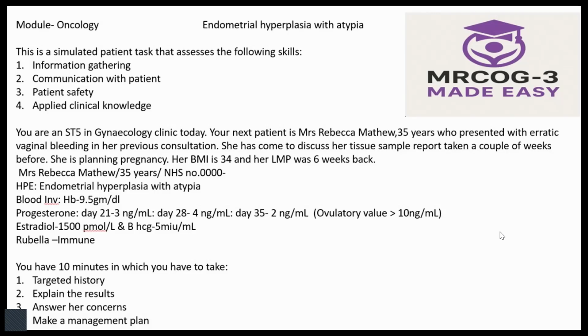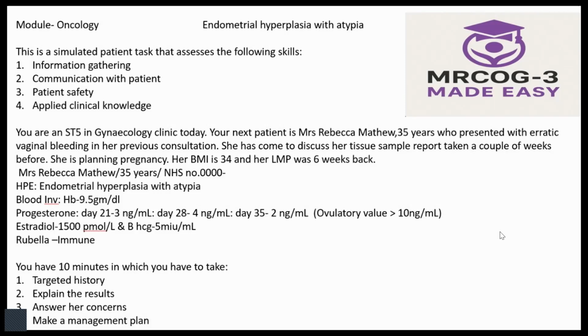Any operations have you undergone in the past? Any family history of any concern, like increase in the blood pressure, increase in sugar, or any clots in the family? Cancers is important. In endometrial hyperplasia, you have to ask about cancer in the family. Only thing is cancer cervix will not have family history of cancer, but all others will have.